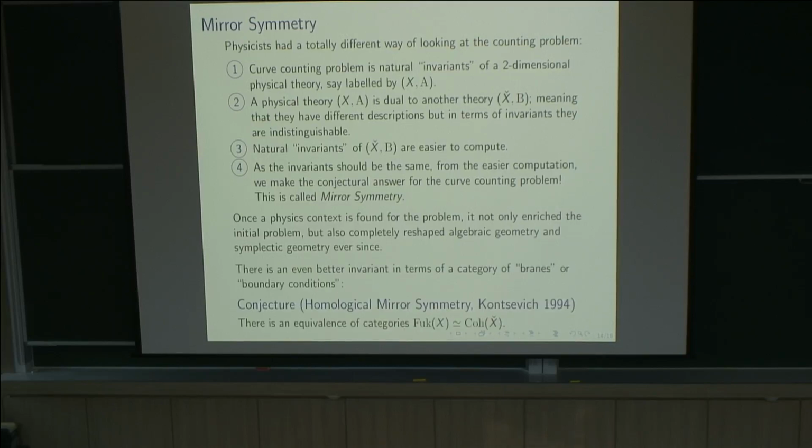And in fact, the story I'm telling you is only the beginning. There is an even better invariant of this kind of theory, which is the category of branes, or boundary conditions. Kontsevich's conjecture in 1994 for homological mirror symmetry says that for X, A, there is a great invariant, the Fukaya category, and for X check, B, there is a great invariant, the coherent sheaves on X check. Because they are both invariants, they should be equivalent. That's the flavor. Okay, so you may think this is too much of a digression from Langlands.